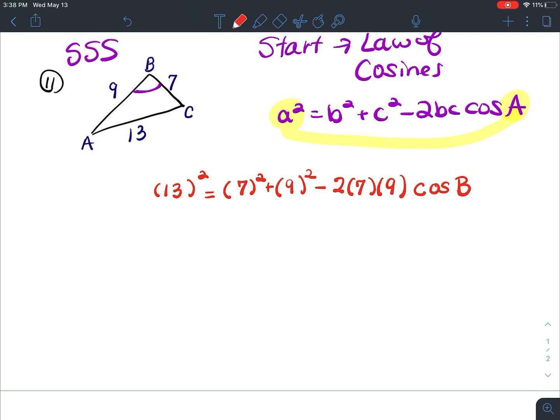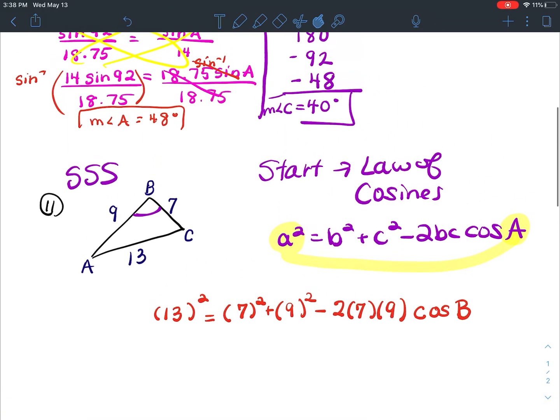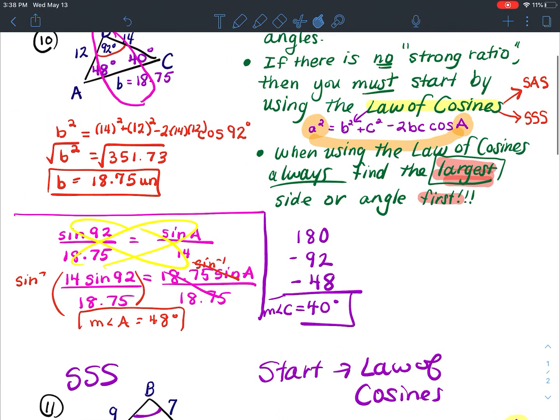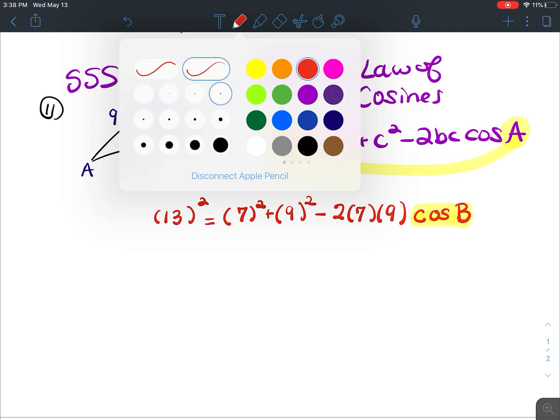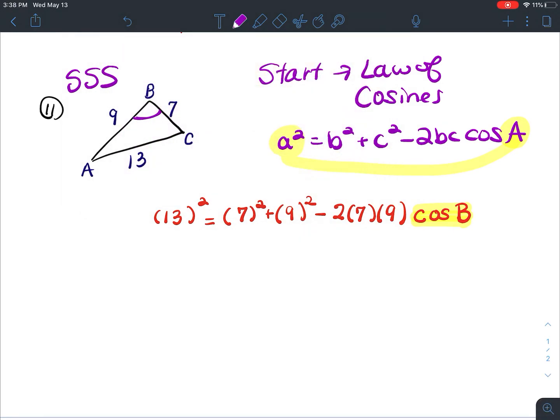Now, this is a little bit different than the previous problem. If you look back at the previous problem, remember what we did at the beginning? We were solving for a side. Since there were no variables there, we could just type that all into the calculator, do the square root, and that gave us side B. This one is going to be a little bit different though. We're going to have to work to get this cosine B by itself, and you're going to have to be very careful with order of operations here. So let's go ahead.